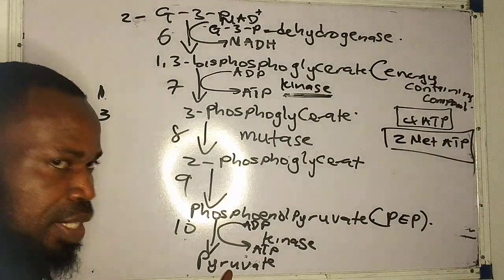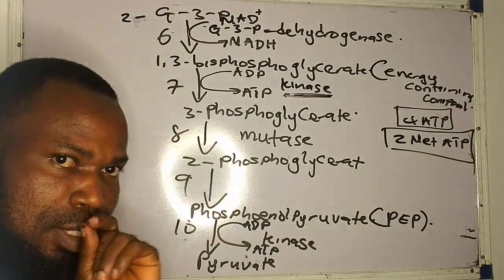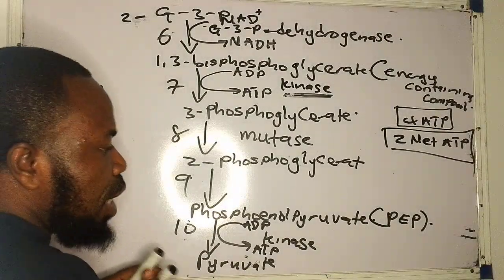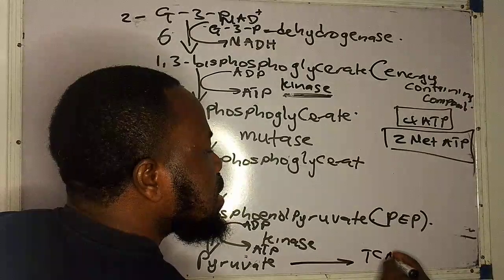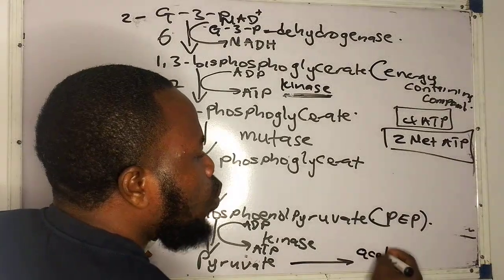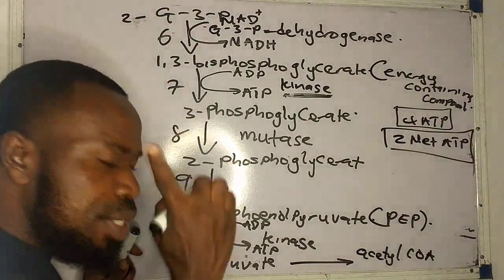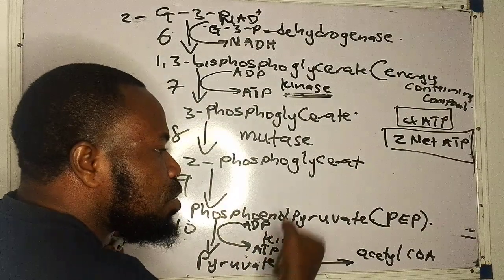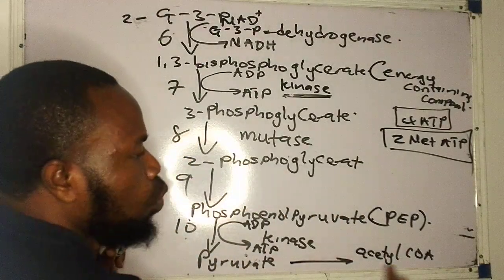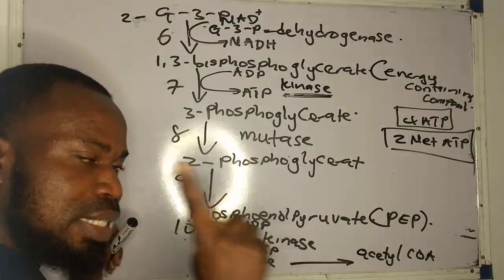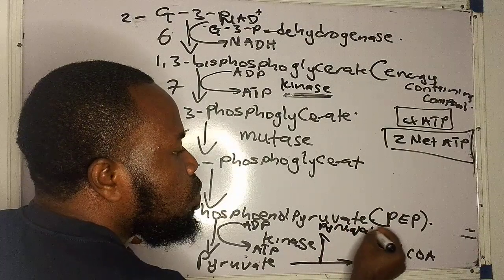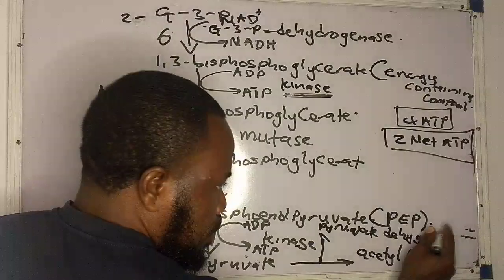Now after this pyruvate has been formed, it has other fates. Now this pyruvate is channeled into the TCA cycle, but not directly. It is first converted to acetyl-CoA. The reason being that this pyruvate cannot enter into the mitochondrion, it cannot cross the cytoplasm-mitochondrion barrier. So it's first converted to acetyl-CoA. And what enzyme catalyzes that reaction? That reaction is catalyzed by the enzyme known as pyruvate dehydrogenase complex.